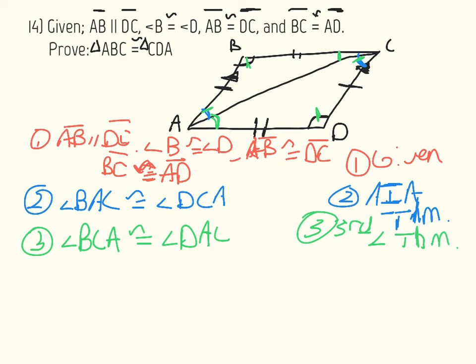All right, next step is I need to get that last line to be congruent to itself. Well, it's the same line. This line is the same line in both triangles. So I can say that segment AC is congruent to segment AC, and that's the reflexive property. So 4 is reflexive.